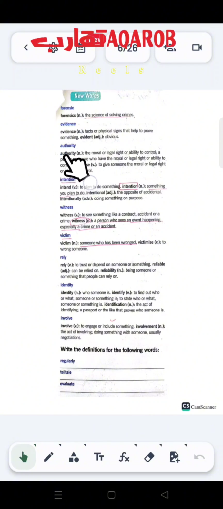Authority. What's the meaning of authority? Authority is a noun. It's the moral or legal right or ability to control a person or people. Authorize is the verb of authority. Authorize means to give someone the moral or legal right or ability to control.